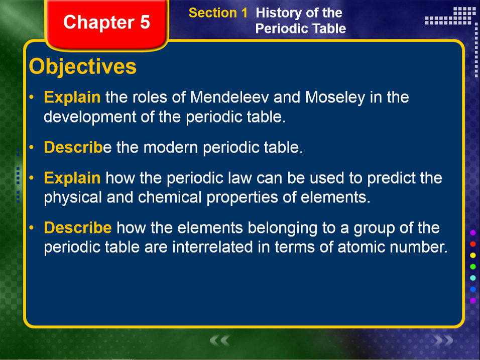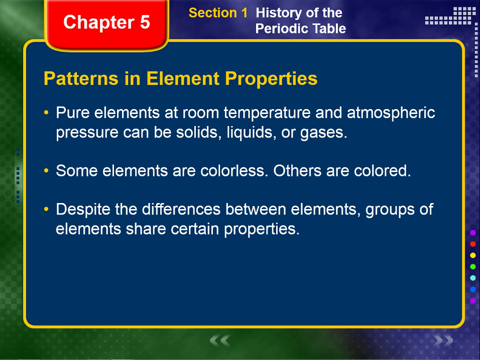I want you to be able to describe the modern periodic table, explain how the periodic law can be used to predict the physical and chemical properties of elements, and then describe how the elements belonging to a group of the periodic table are interrelated in terms of atomic number. So we're looking for patterns here. You don't necessarily have to wrap your head around exactly why the patterns are the way they are. Simply start with recognizing the patterns.